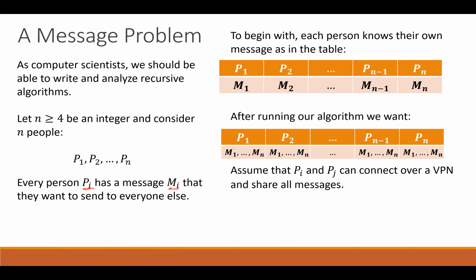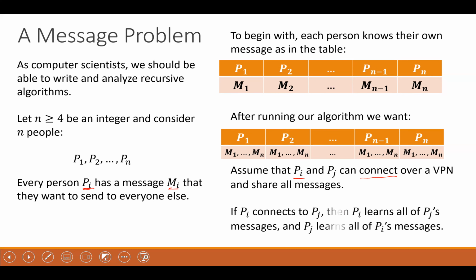The key is, how do we exchange messages? To exchange messages, Pi and Pj will connect or message each other. There's some sort of phone call, VPN, peer-to-peer, what have you. Once they do that, they can exchange every message they have, so Pi will learn all of Pj's messages, and Pj will learn all of Pi's messages. That is the context of the problem.